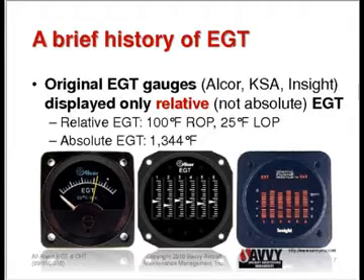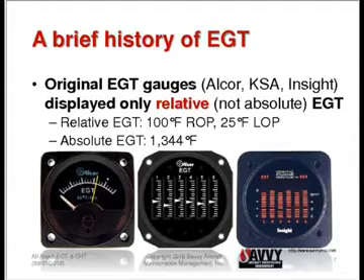Later on, in the early 70s, we started to see the first things that were called engine monitors. They were very primitive. The Alcor unit in this middle picture is an example of that. And it was basically 4 or 6 of these analog EGT gauges all stacked up into a single instrument package. And again, these instruments displayed only relative EGT values, not absolute EGT values.